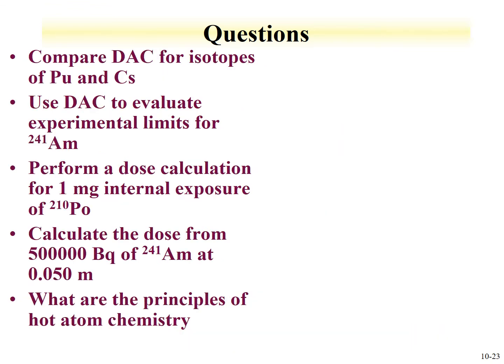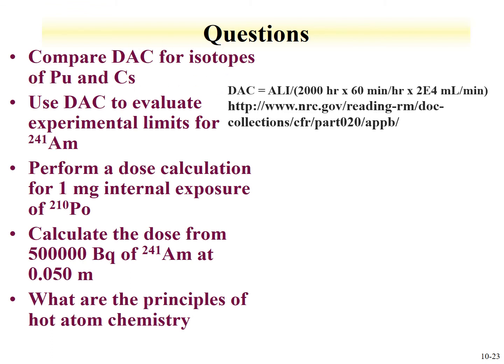Some other questions you should be able to answer. Relationships between derived air concentrations and ALIs are shown here. So in other words, if I have an annual limit on intake, I can use this equation to determine the derived air concentration, or I can actually look up the values at this website. So if you were asked to compare the derived air concentration for plutonium and cesium isotopes, you'd be able to figure out which ones have more stringent limits.